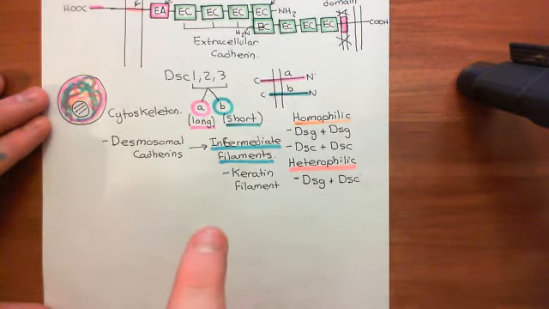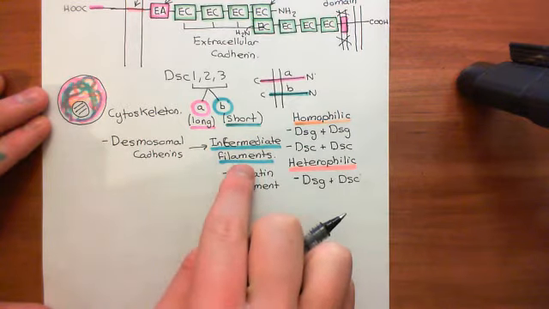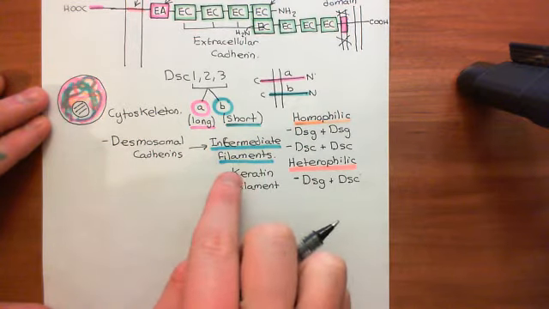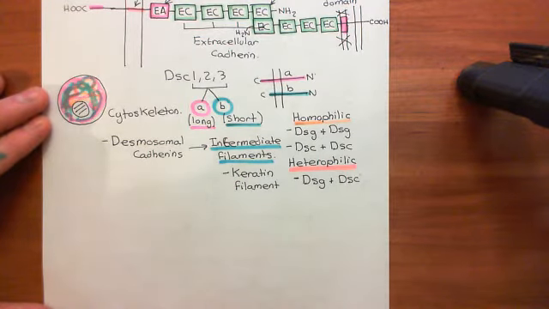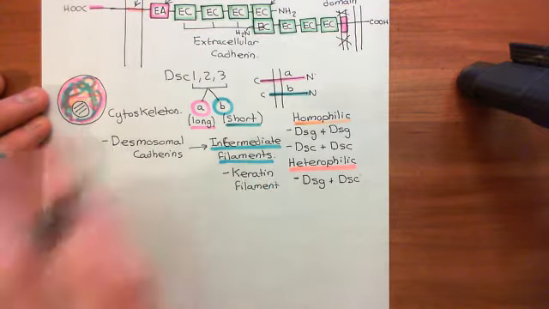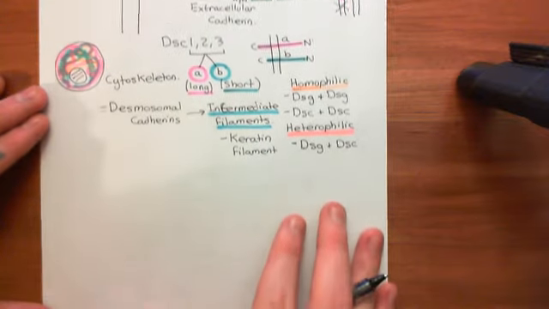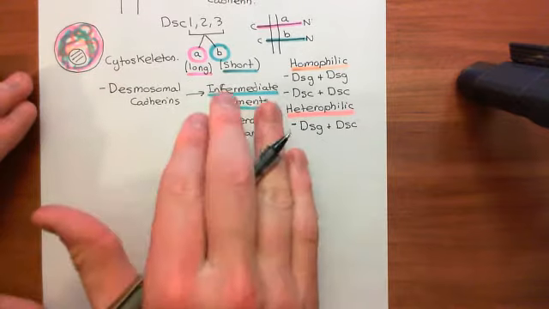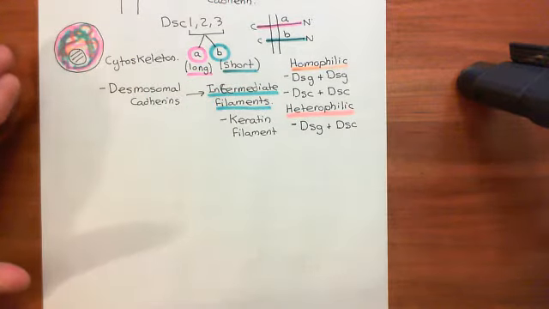So we want to see what the generic structure of an intermediate filament is, and there are other intermediate filaments. They're less well known, less famous than keratin, but there are other ones that are components of the cytoskeleton as well. But we'll concentrate on keratin. All intermediate filaments have the same basic structure.